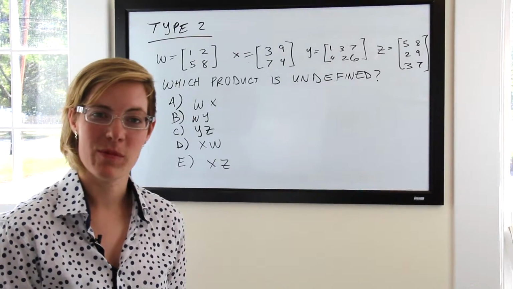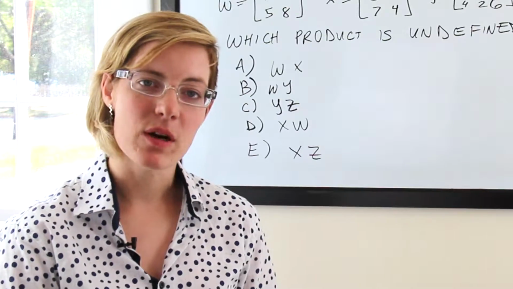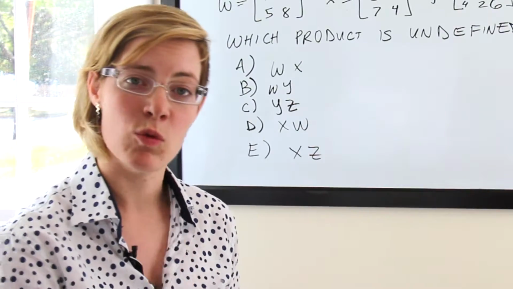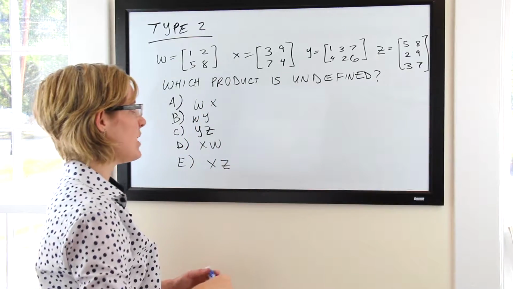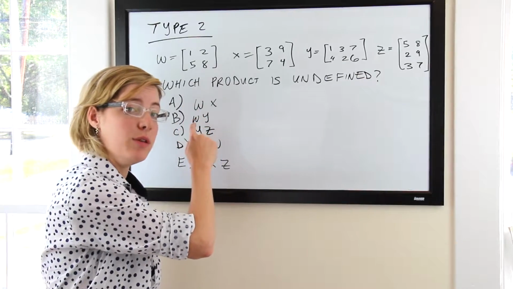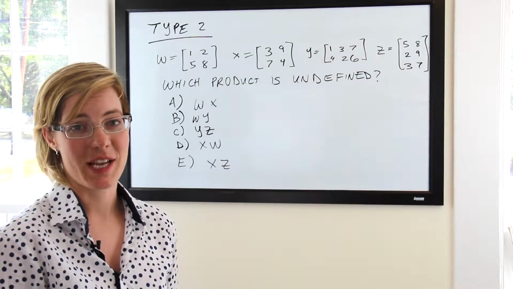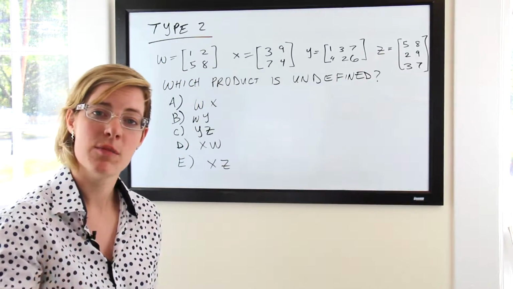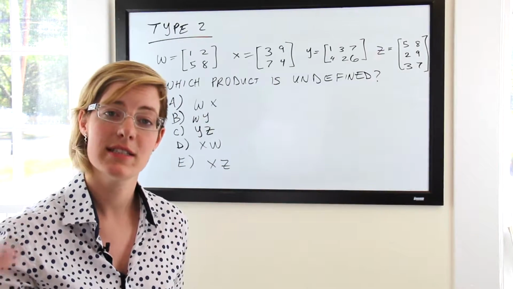Here's another type of problem that we tend to see on the ACT. This is a matrix multiplication problem. Remember, we know two things about matrix multiplication. The first being it has to go in one order. So if we're looking at which product is undefined, we know that WX cannot be reversed to be XW. We have to keep it WX. The second thing we know about matrix multiplication is that we have to make sure that the number of columns in the first matrix equals the number of rows in the second matrix.